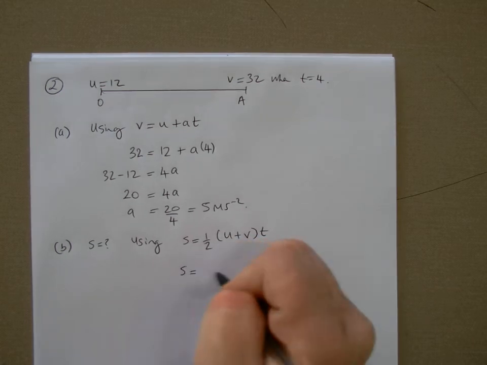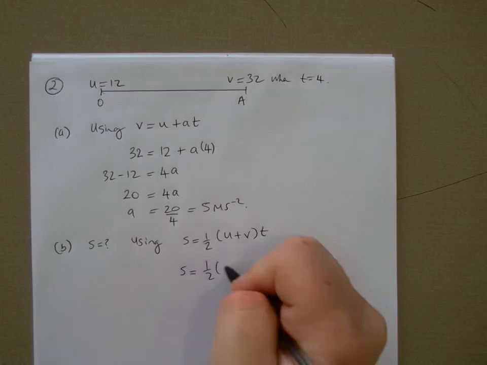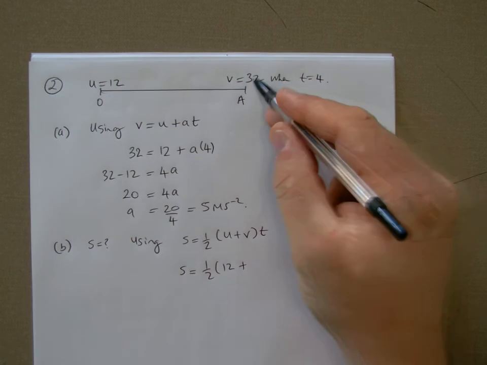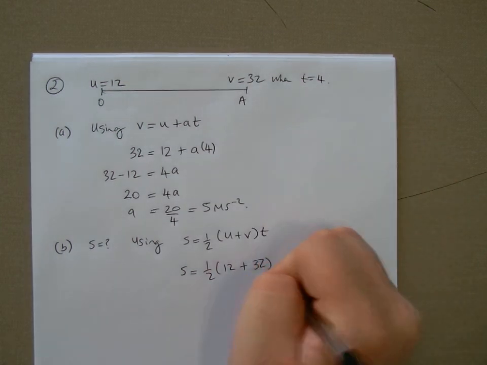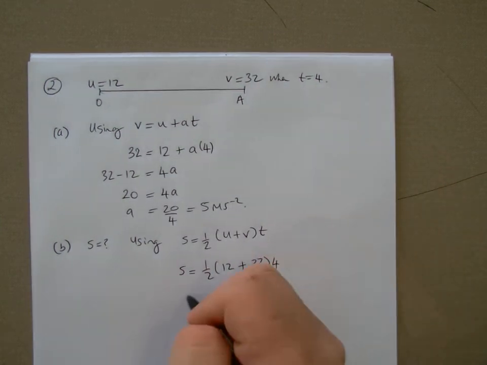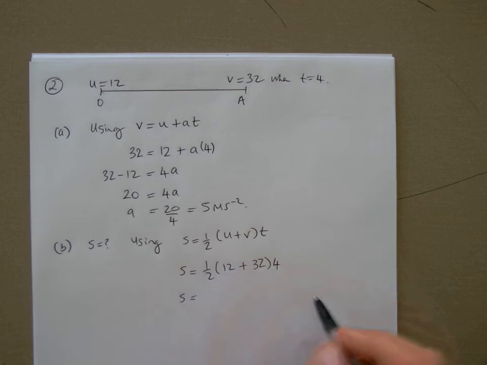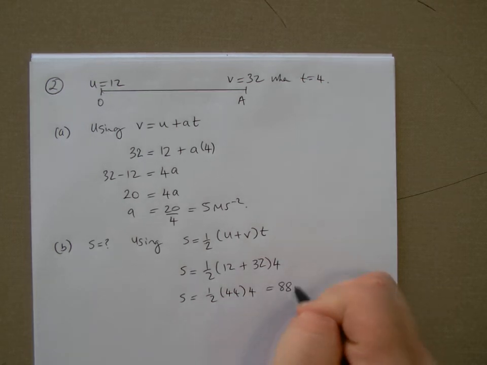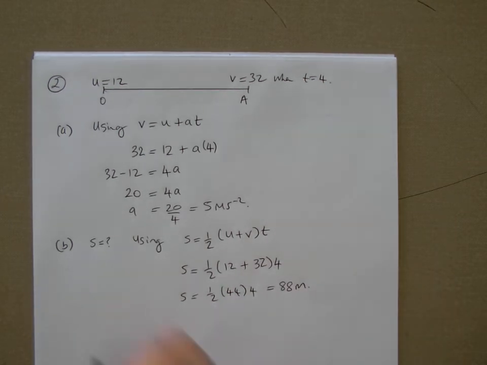So s will equal half. Now the initial velocity is 12, final velocity is 32, and this happens over a period of 4 seconds, of course. So it's just a case of working that out. We can work it out in our calculators, and you get 88 in total, 88 meters.